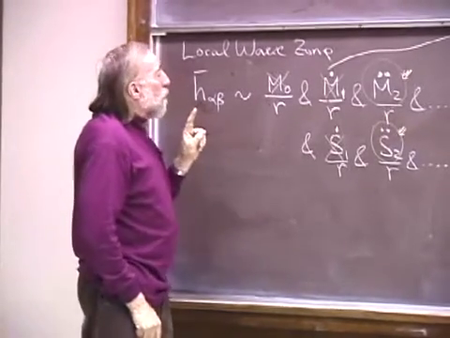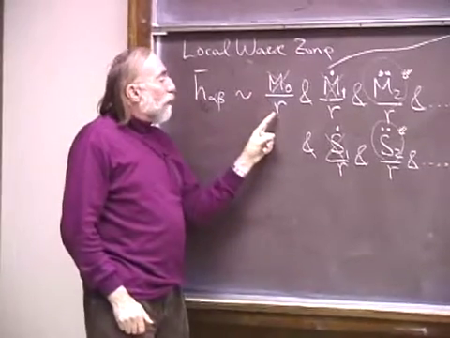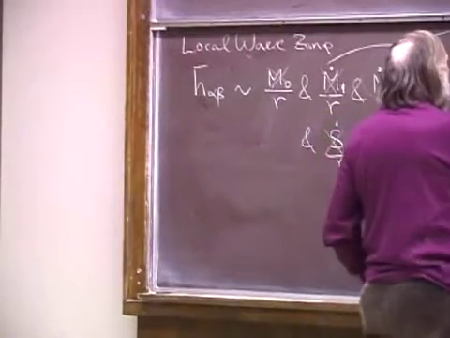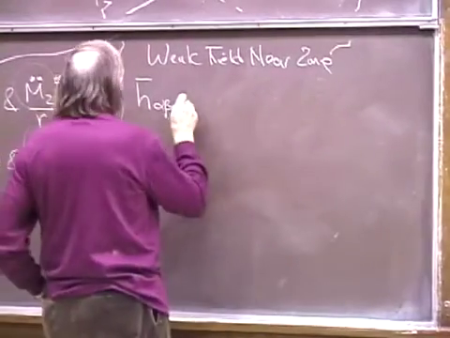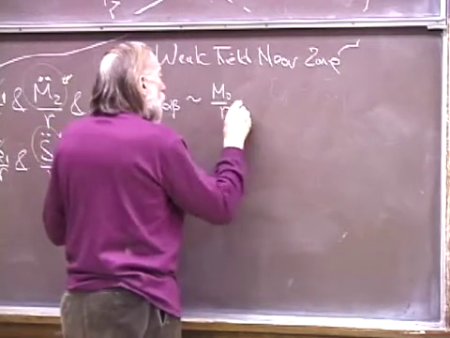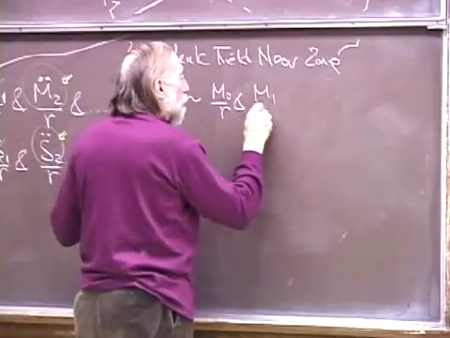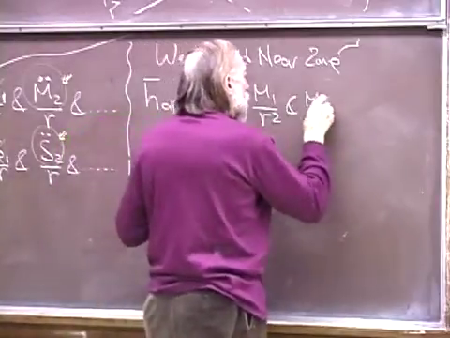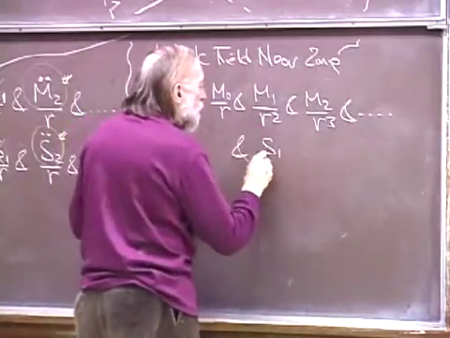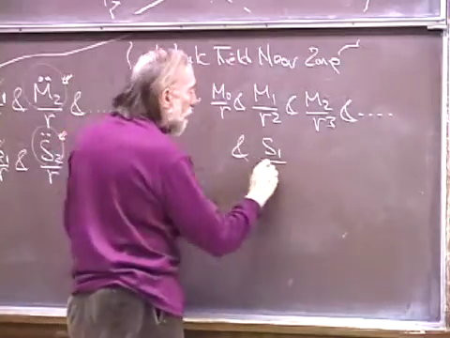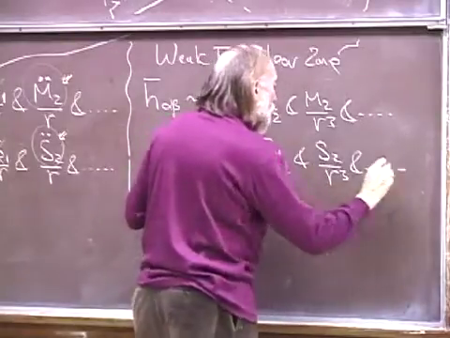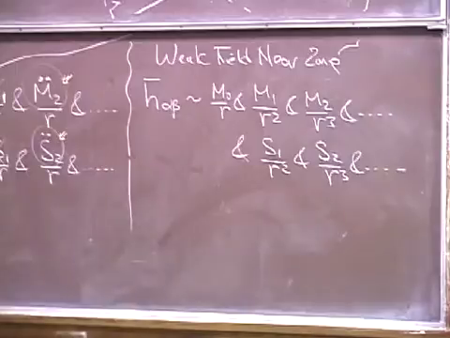In that weak field near zone, then the expansion is going to be in inverse powers of r as well as a multipolar expansion. And so what we expect from our electromagnetic intuition plus dimensional analysis is this should go like m naught over r, and m1, the mass dipole moment, over r squared, and m2 over r cubed, and so forth. And it should go like s1, which is the angular momentum, the current dipole moment, over r squared, and s2 over r cubed, and so forth. So that's how it ought to go.